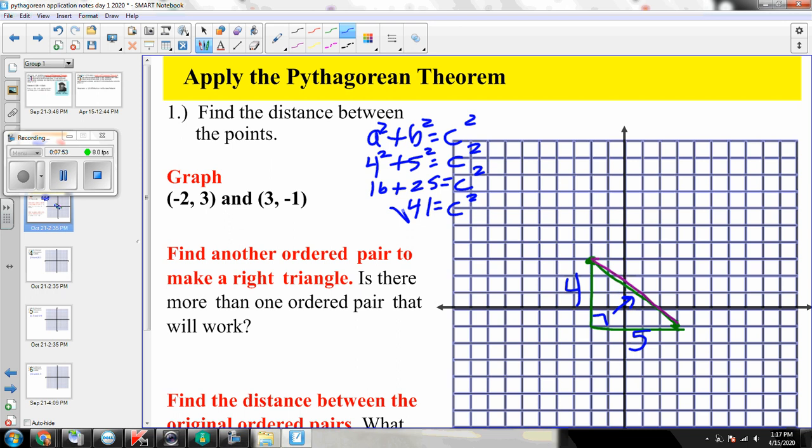So I'm going to do the opposite of squaring. I'm going to take the square root of both sides. So my answer would be the square root of 41. Or you could use your calculator and take the square root of 41 and you'd get about 6.4. Looking ahead at your assignment, when you do this assignment online in Big Ideas, it is going to have you leave your answer as square root of 41 instead of taking the square root of 41 to get 6.4.